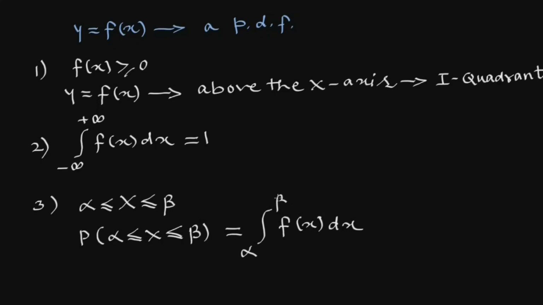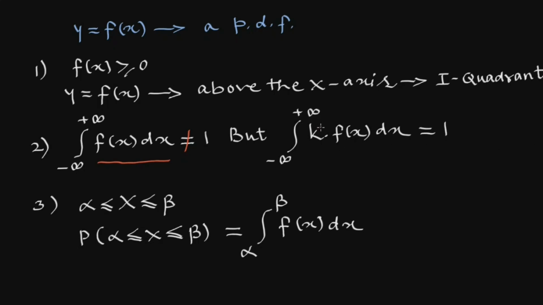Now suppose the integral of f(x) dx from minus infinity to plus infinity is not equal to 1, but the integral of k times f(x) dx from minus infinity to plus infinity is equal to 1. Then this k is known as the normalizing factor, which makes the function y = f(x) a probability density function.